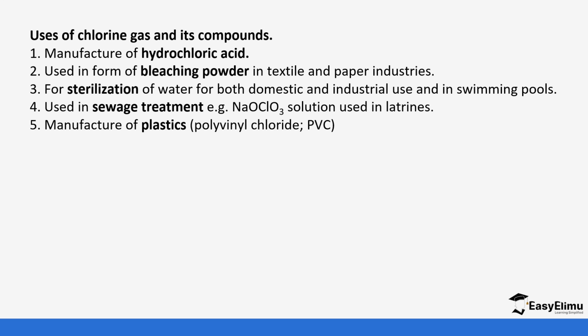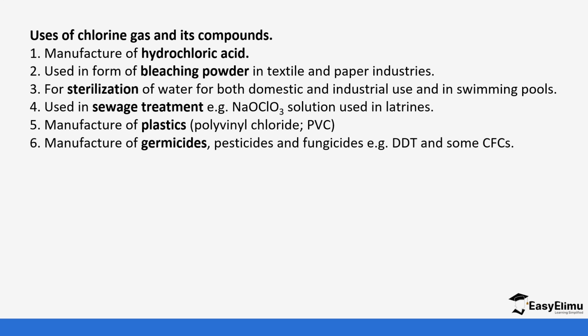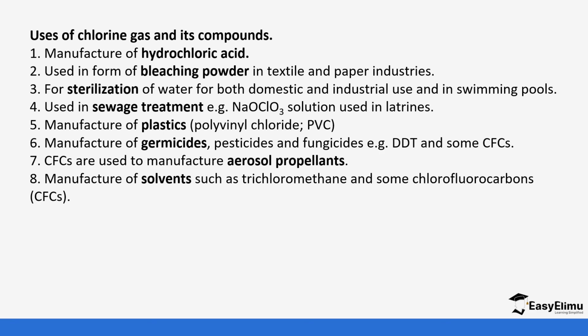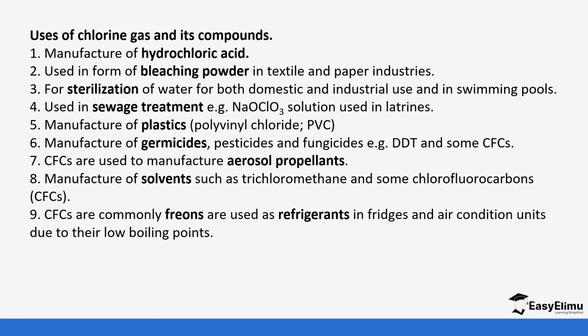We'll learn about PVC later in Organic 2. It is used in the manufacture of germicides or pesticides. And then CFCs are used in the manufacture of aerosol propellants, but this also has an impact on the environment. It's used in the manufacture of chlorofluorocarbons, and chlorofluorocarbons are used as refrigerants as well. It's also used in the manufacture of chloroform.